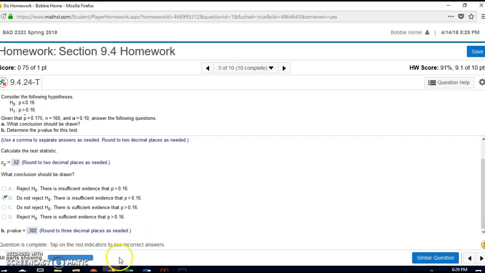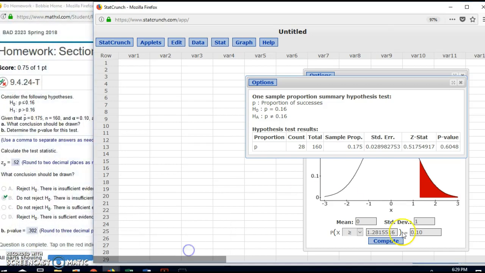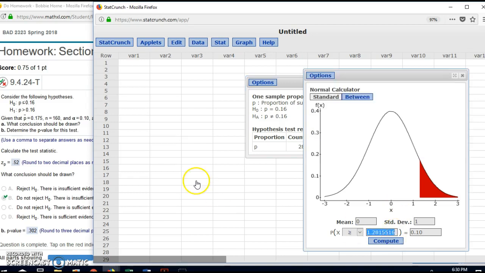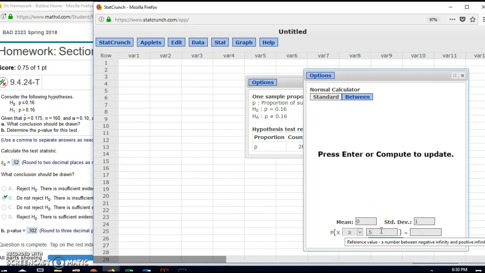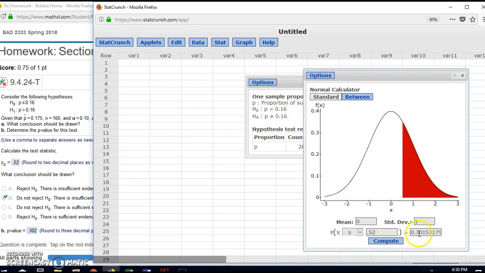Now, as far as calculating the p-value, the p-value is the value you put in your test statistic and the probability of finding something greater than that. So 0.302. And you can read more about the p-value in your PowerPoint slides, or you can view an example. I'm just showing you how to calculate it in this video.